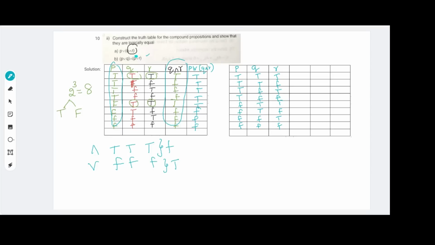Now first we solve the first bracket, P or Q. What is the condition for OR? F and F is F, otherwise it is true. So we check P and Q, the first and second lines. T and T is T. We check the condition: F and F is F, F and F is F. Otherwise all are true.